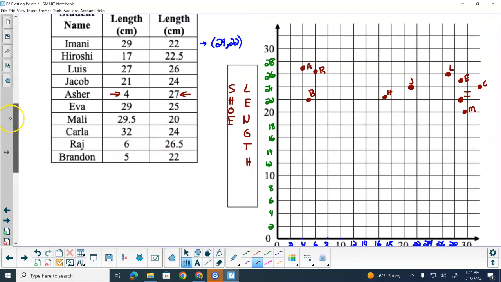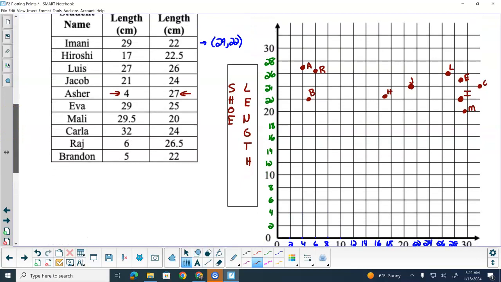Okay. Next, the question is: is there a relationship between shoe length and hair length? So does there seem to be a relationship there? This is kind of a tricky question. So I'm not even going to ask, because there's a couple of different ways you could interpret this.